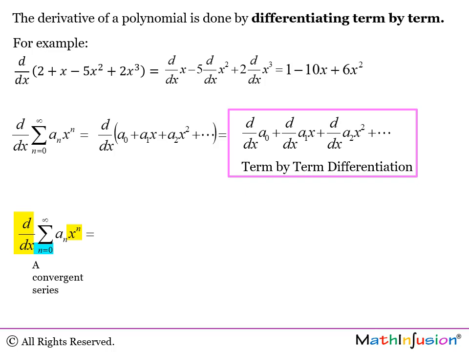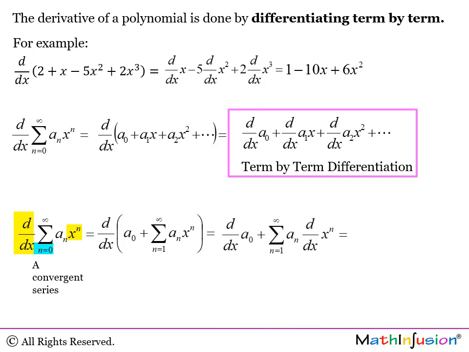We want to differentiate the power series, a convergent series, otherwise this is meaningless. In the first step, we are going to separate the first term from the others. The zero term should be separated from the rest of the sum, because this is the only term that is not multiplied by x to a power. a sub 0 does not contain any x.